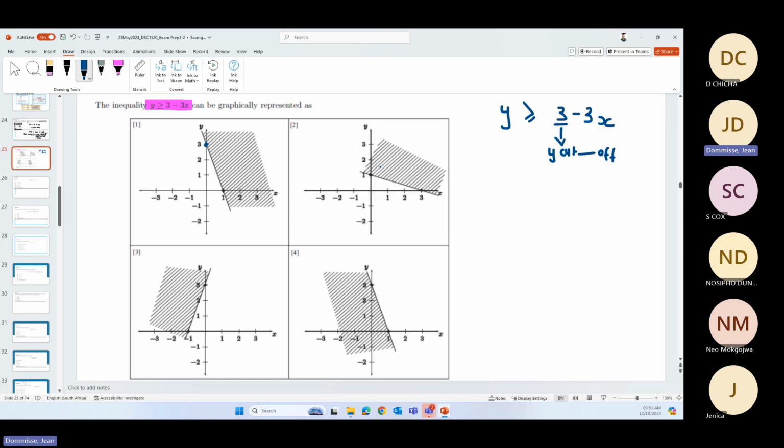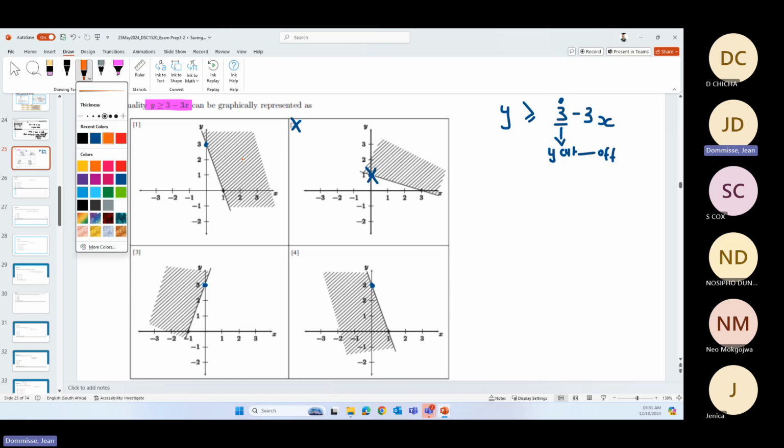That tells me I'm going to look at these options. Okay, great, that's 3. That's 1, so that's incorrect. So number 2 is wrong. There's a y cutoff of 3. There's a y cutoff of 3. So by looking at this 3, I could already identify that one of these I am not going to use, and that is option 2.